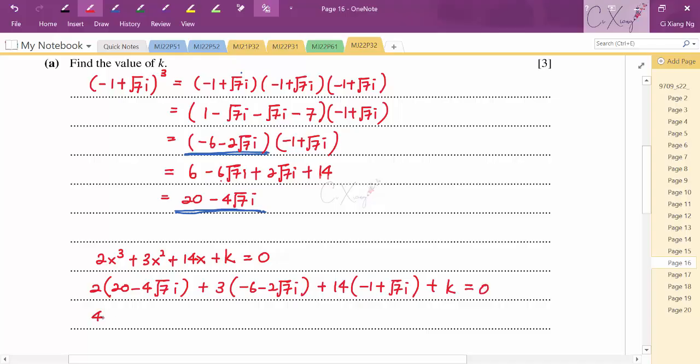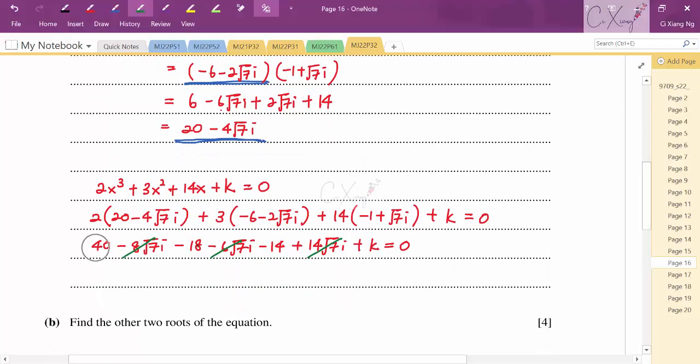So from here, I just need to make sure that I simplify my equation correctly. So expand everything. From here you can observe that negative 8 square root 7i, negative 6 square root 7i plus square root 7i, for this square root 7i, you cancel off everything for the i. So there's no more imaginary part here. Then for 40 minus 18 minus 14 plus k equals to 0, if you move all the numbers to the other side, you will see that your value of k is actually equal to negative 8.